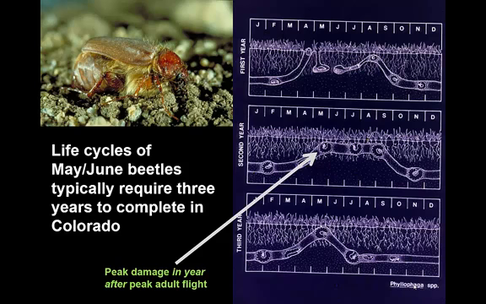In some areas, these are fairly synchronized, so every third year might be a big year where you see a bunch of May-June beetles out and about at night, banging on the porch screens perhaps, and then it will be the year after a big flight when you will see peak damage. So peak damage occurs the year after the eggs are laid with this one. So this is a little bit different.